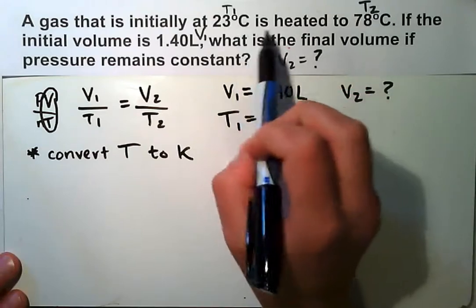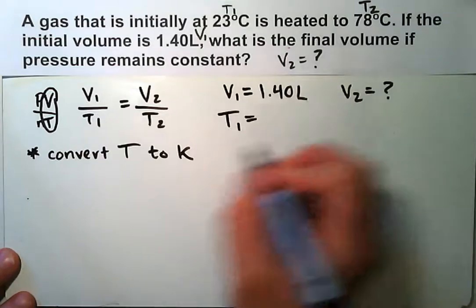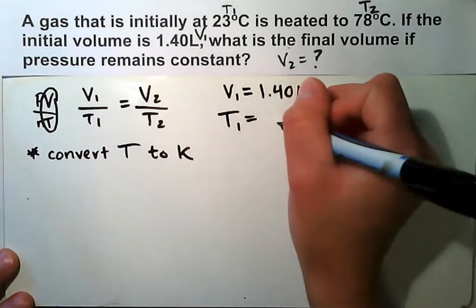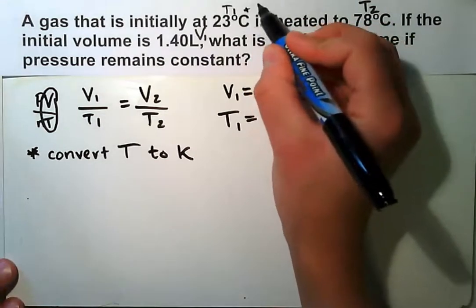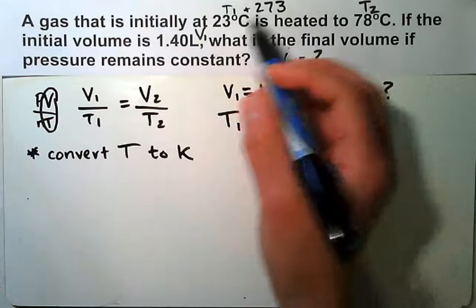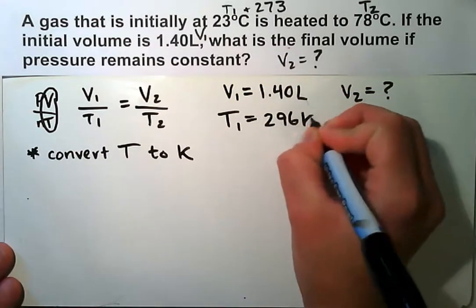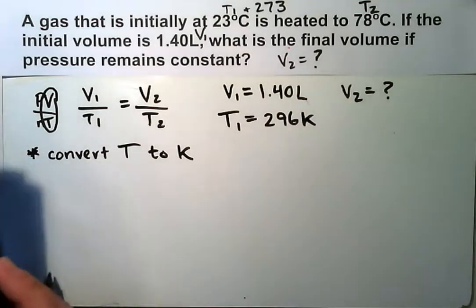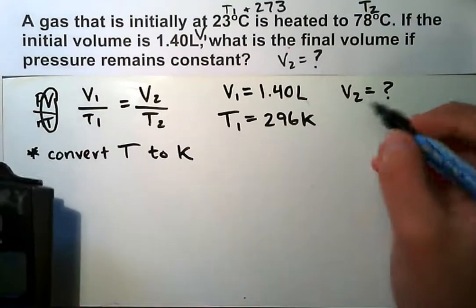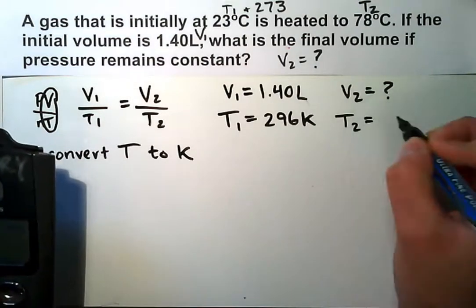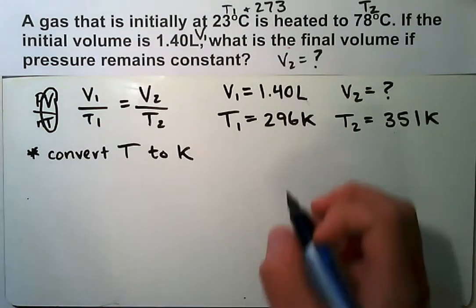So just out of good practice, we're going to practice converting the temperatures to Kelvin every single time we do this. So our T1 value, we can convert that to Kelvin just by adding 273. So 23 plus 273 is 296 Kelvin. And then 78 plus 273 is 351 Kelvin. And so now we have both of our temperatures in Kelvin.